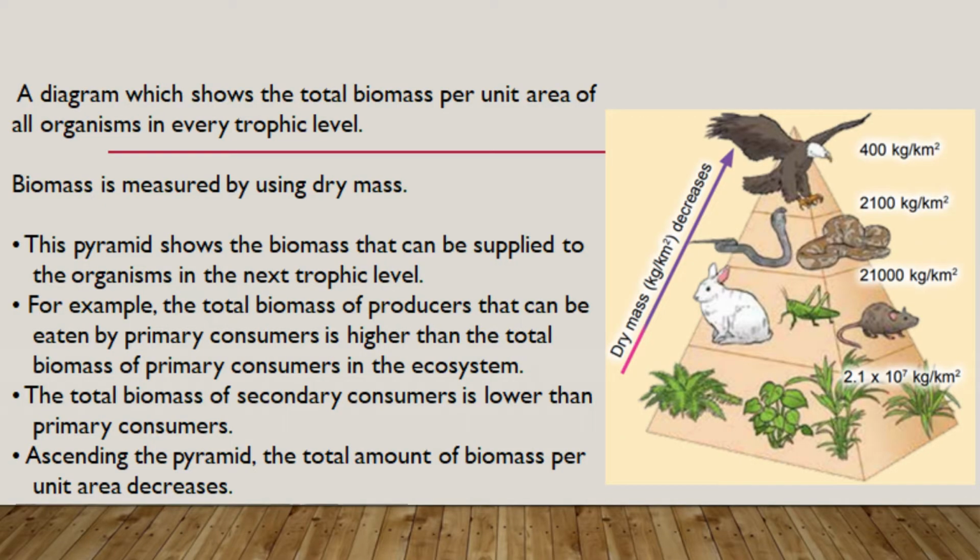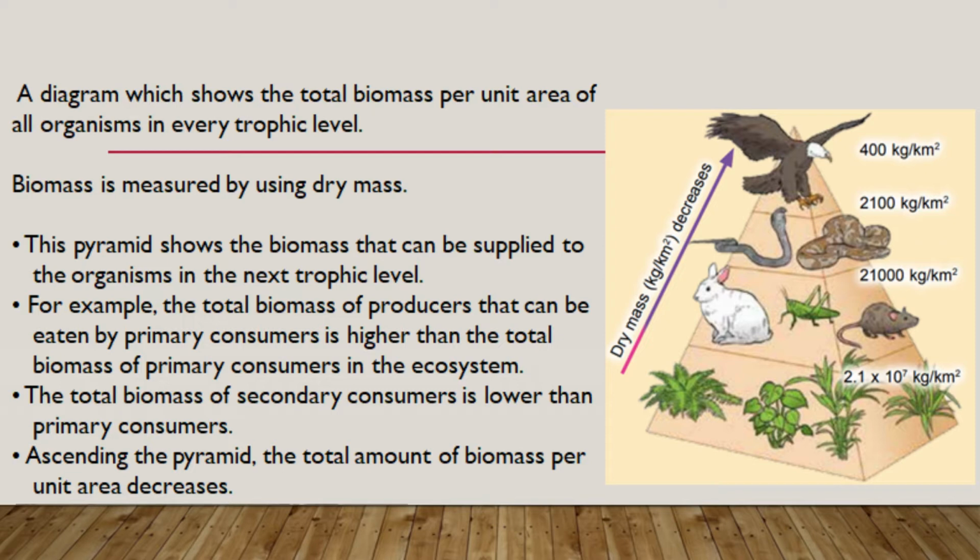Pyramid of biomass is a diagram which shows the total biomass per unit area of all organisms in every trophic level. Biomass is measured by using dry mass. This pyramid shows the biomass that can be supplied to the organisms in the next trophic level.